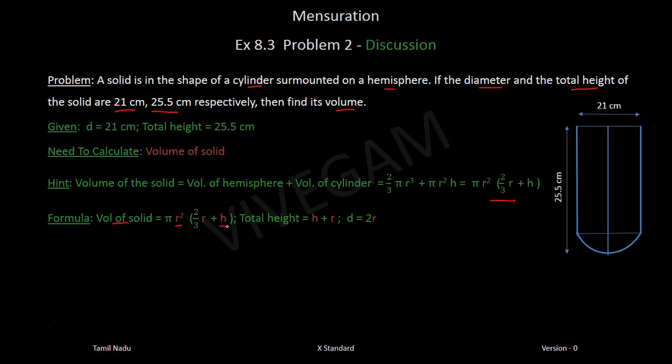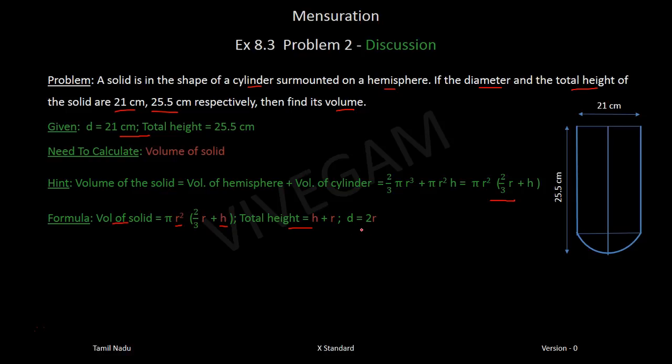We don't know the height of the cylinder, but we know the total height is 25.5. That is the height of the cylinder plus the radius of the hemisphere, h plus r. But once again, this is also of little use because we don't know both h and r. Next, d equal to 2r, the diameter equal to 2r, because this is the information which is given here. We are trying to use all this information to figure out how to do this problem.